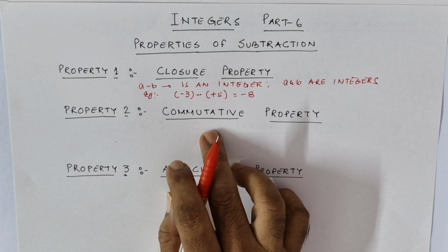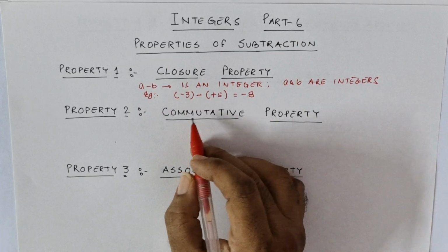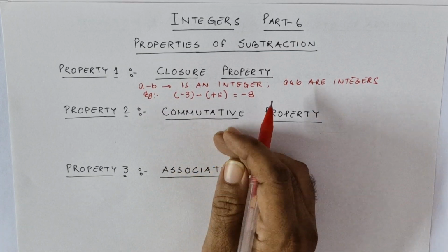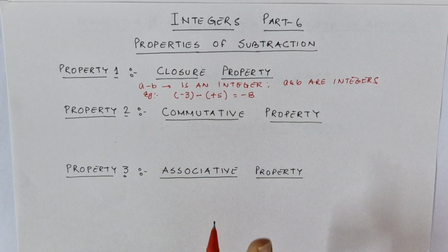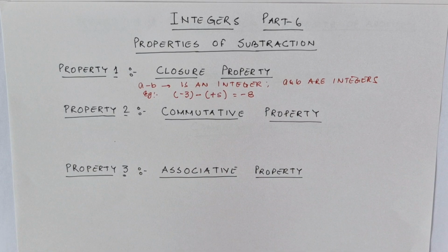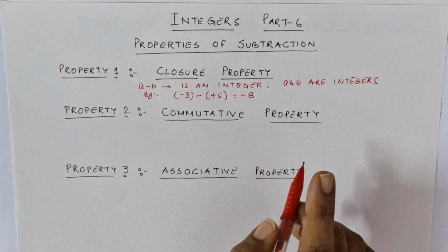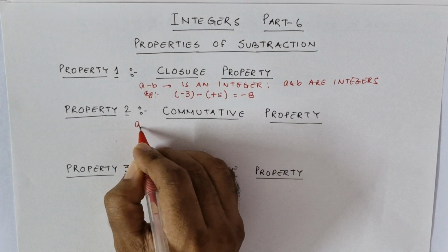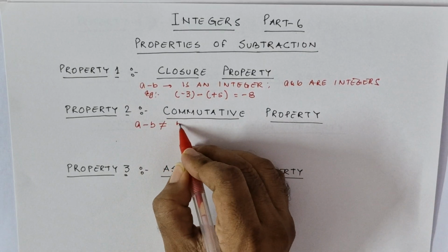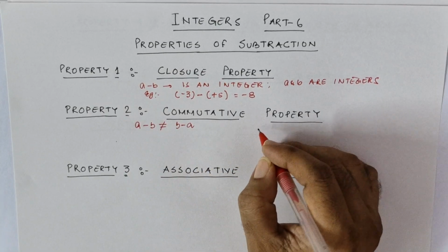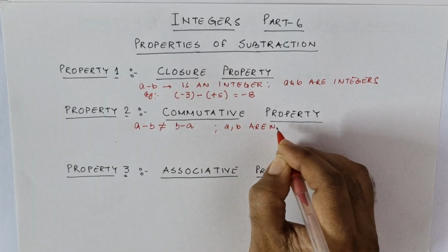You must remember, if you have gone through my last lecture, the meaning of commute. Commute means changing the order. So if we change the order, the result will not be the same in the case of subtraction, which was not the case in addition. We have seen that a plus b is equal to b plus a in addition, but here a minus b is not equal to b minus a, where a and b are integers. Got it?